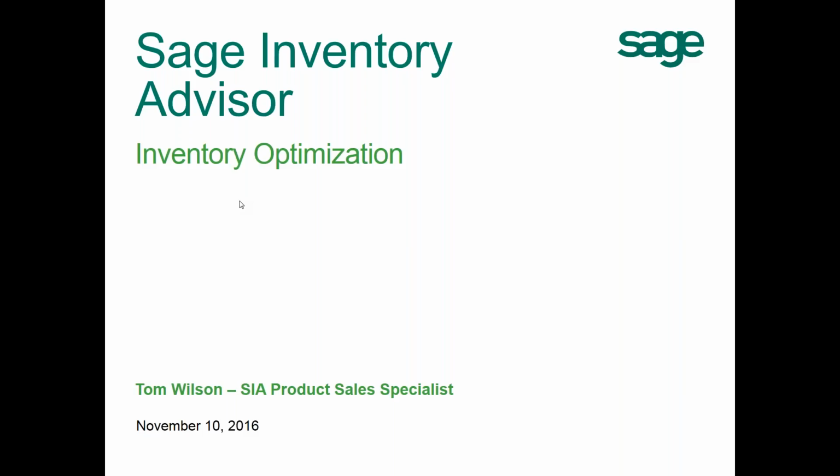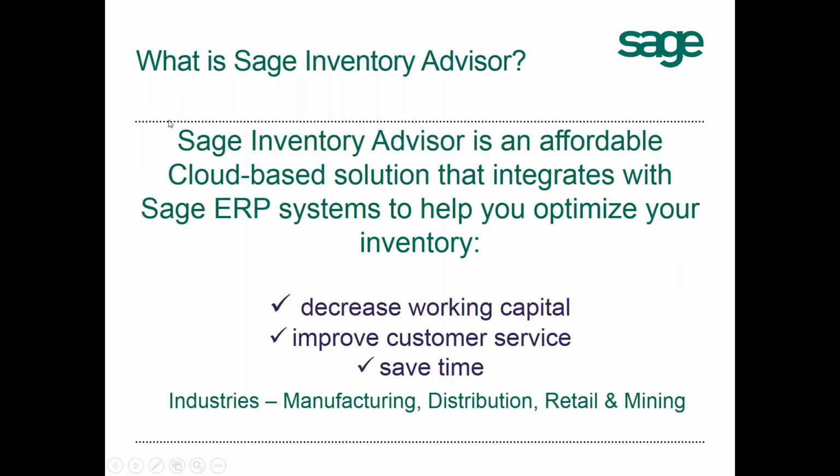You should be seeing a screen that says Inventory Optimization, and I'm going to go to the next slide, and it says, what is Sage Inventory Advisor? Inventory Advisor is an example of a connected service. One of the things Sage is trying to do is to enhance the investment our customers have made in our ERP platforms by offering solutions that complement or extend that investment. Inventory Advisor works with Sage 100, 300, 500, and X3, and will complement that investment by offering solutions that extend or expand it.